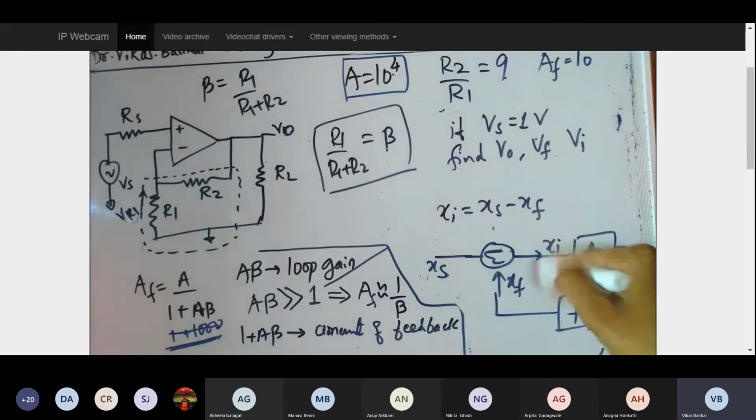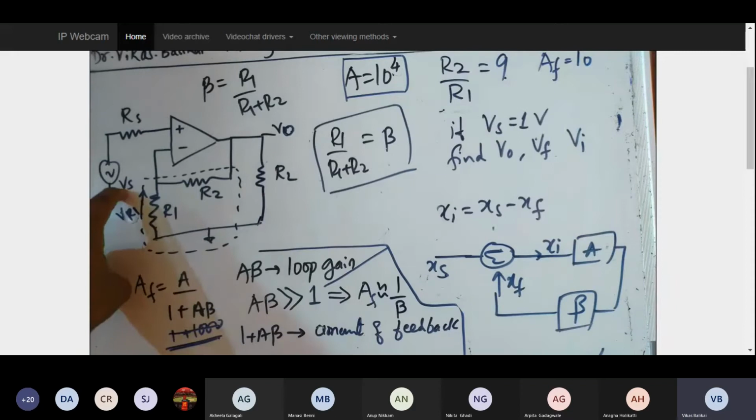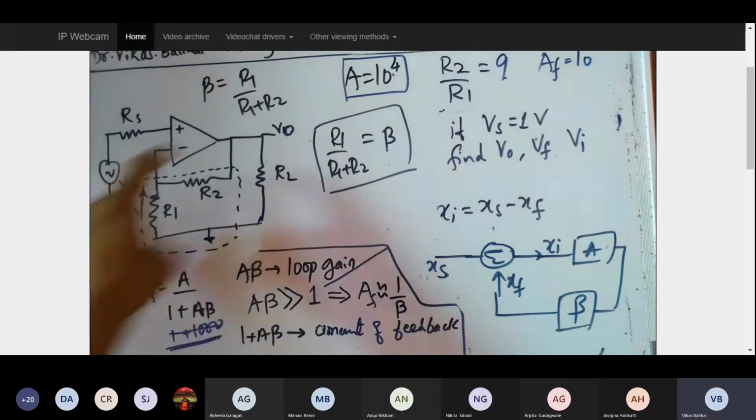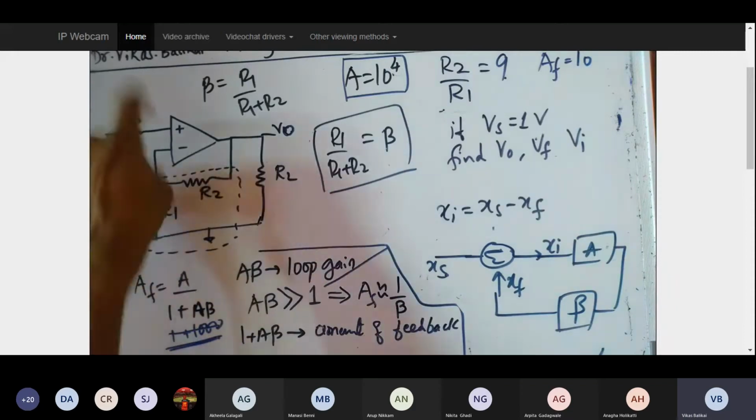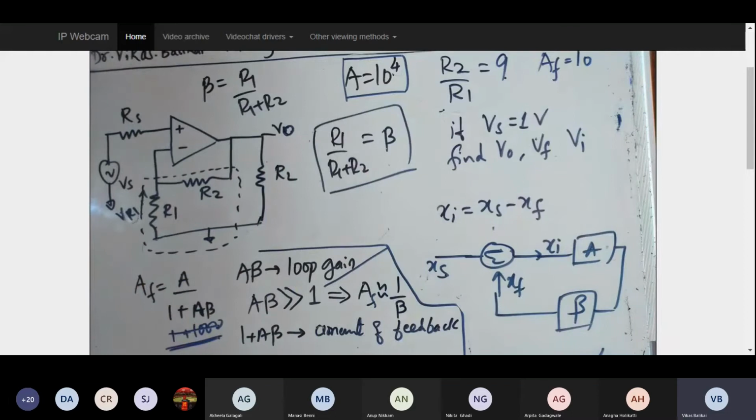Now he is giving me the input voltage Vs as 1 volt. I require V naught, Vf and Vi that is entering my system. So this is the scenario. How should I calculate this entire stuff? Okay, let me try to give that entire glimpse.